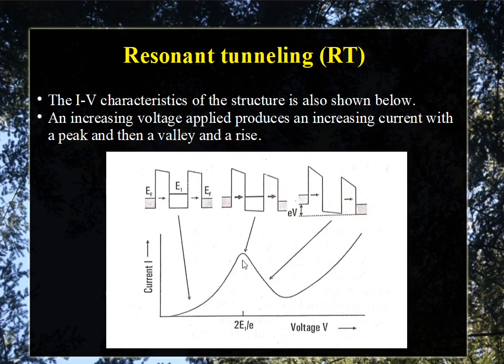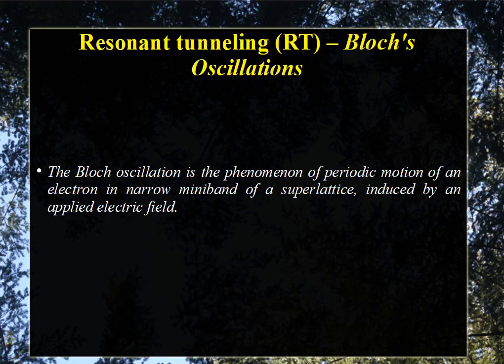So this resonant tunneling effect is used in the fabrication of RTDs, resonant tunneling diodes, that will be discussed in module 6. During this tunneling effect, electrons will move periodically. There will be oscillations. That oscillation is called the Bloch's oscillation, and that is also an important point. From the exam point of view, you need to note this point, Bloch's oscillation.